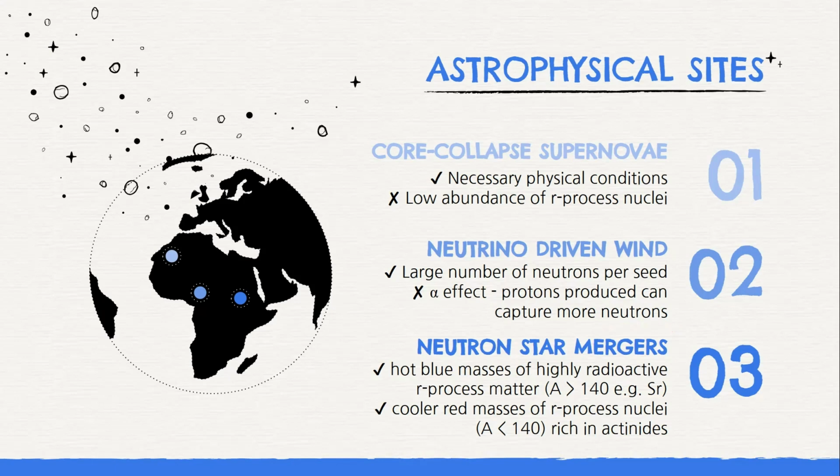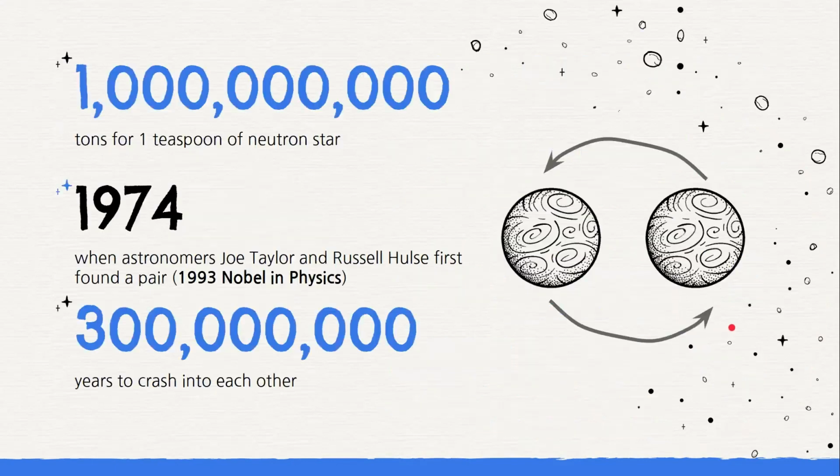So recently, what scientists discovered back in 2017 in LIGO is a neutron star merger. What was observed was mainly two things. One is hot blue masses of highly radioactive r-process matter with atomic number greater than 140, which is strontium. The other is some of the cooler red masses of r-process nuclei with atomic number smaller than 140, which is rich in actinides. And by the way, this list is not exhaustive, so here I'm only listing three of the possible astrophysical sites.